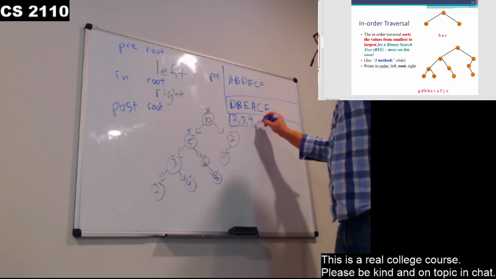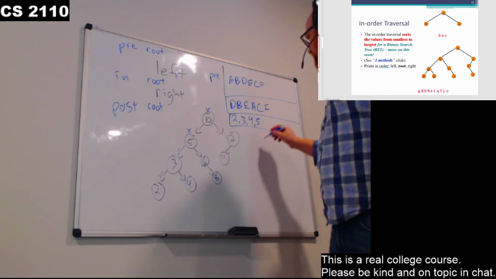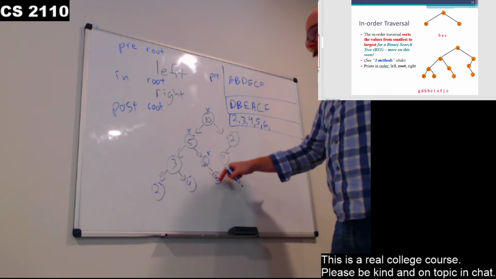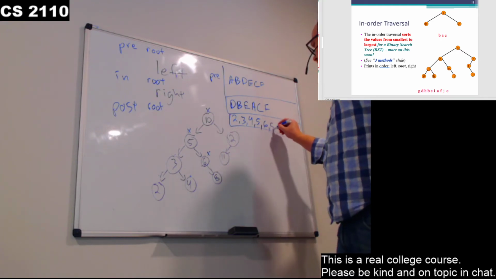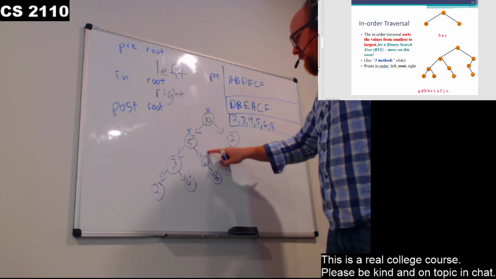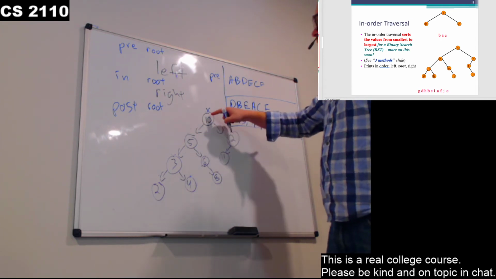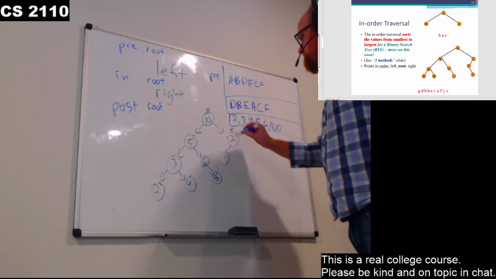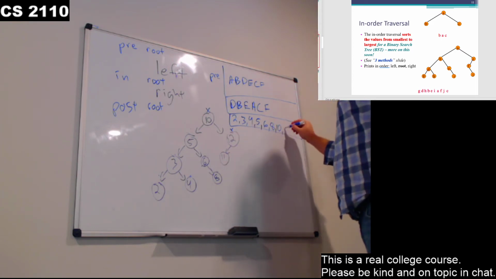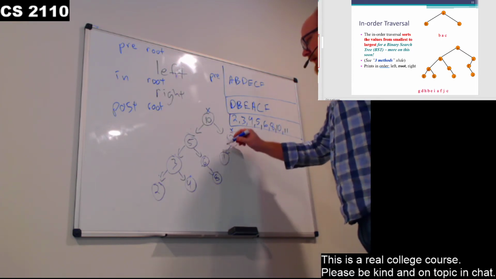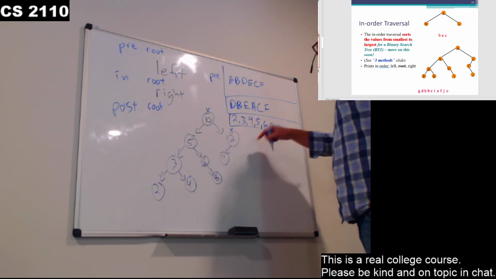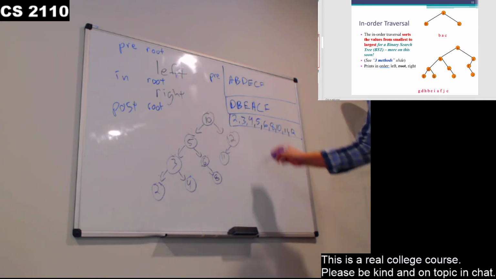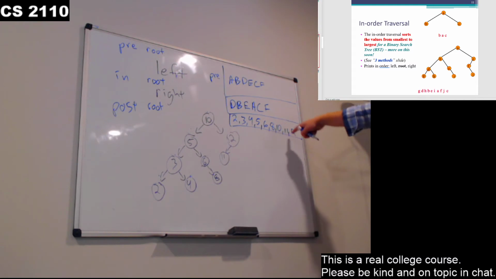I now visit 5. I go down the right. There is no left, so I visit 6. I go down the right. There is no left, so I visit 8. There is no right, so I return. Return. And then return up to 10. But then I go down the right. There is a left, so I visit that first. 11. There is no left or right, so I return. I'm back up at 12, I visit 12, there is no right, so I return, and I return. And look at that: 2, 3, 4, 5, 6, 8, 10, 11, 12.